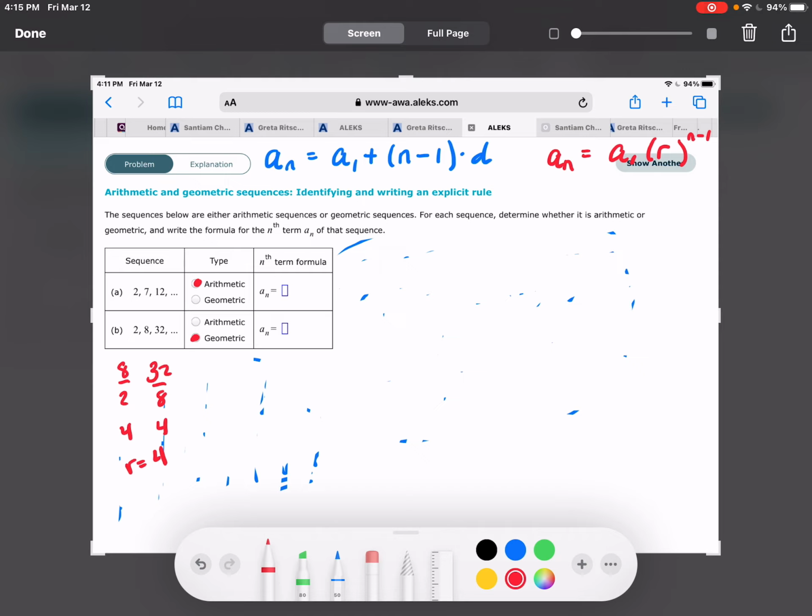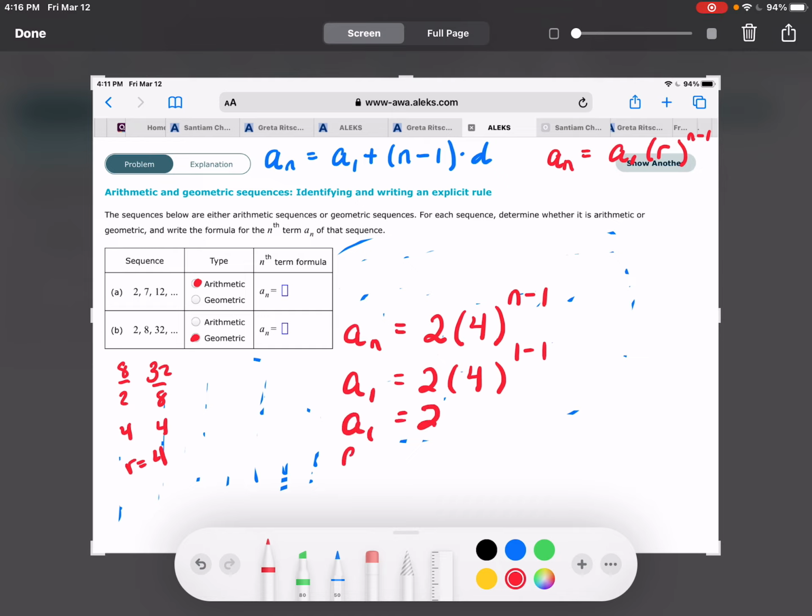So we're going to look at this. a sub n equals a sub 1, in this case is 2, so we want to fill in the numbers that we know, and then r is 4, and then we're going to say to the n minus 1, because that'll just work every time. So let's just test that out for fun. a sub 1 equals 2 times 4 to the 1 minus 1. 1 minus 1 is 0. 4 to the 0 is 1. Times 2 is 2.